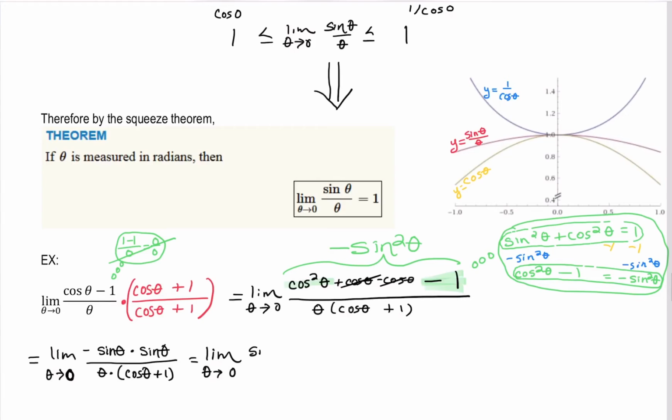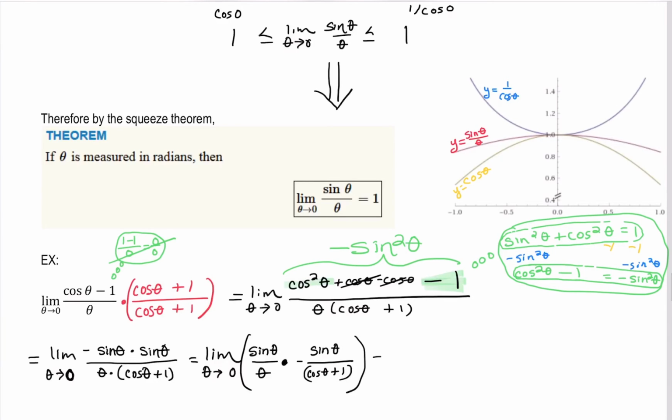So I could write one factor as sine theta over theta. And again, I need a negative somewhere, I'm just going to put it here. The other one could be negative sine theta over cosine theta plus 1. Check this for yourself: what happens when you multiply these two fractions back? Oh yeah, I get negative sine squared theta over theta times that binomial.